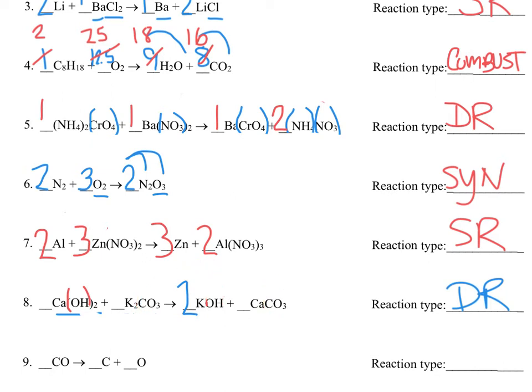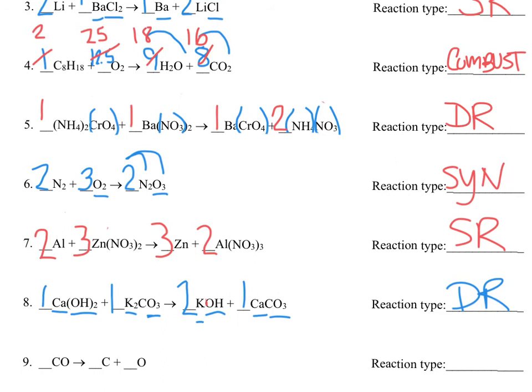So sorry, I'm cleaning up with my eraser here. Well, let's take a look. 1 calcium, 1 calcium, 2 hydroxides, 2 hydroxides, 2 potassium, 2 potassium, 1 carbonate, 1 carbonate. Perfect. Then that just becomes a 1, 1, 2, 1.